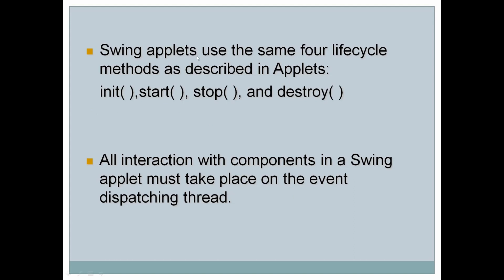Swing applets use the same 4 lifecycle methods as AWT's applet, that is init, start, stop and destroy. An applet always starts with the init method, which is the first method executed. Then the start method. The stop method can be used to pause the applet, and the destroy method will destroy the applet, that will simply stop the applet. Apart from this, we have the paint method, which can also be used in Java Swing.